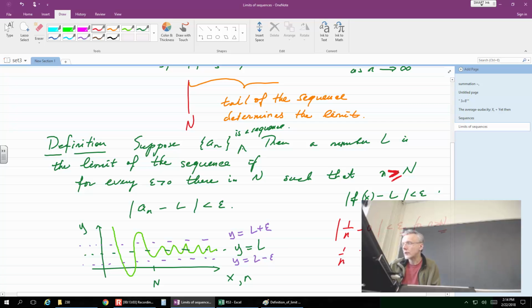How? 1 over n should be less than epsilon, so pick capital N equal to what? How do I make sure that 1 over n is less than epsilon? What should I pick N to be? I could express it in terms of epsilon. It's the same as to say n larger than 1 over epsilon. So you can just pick 1 over epsilon. Okay, and it works out.